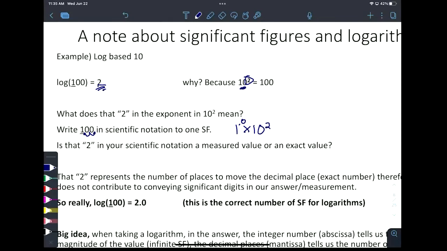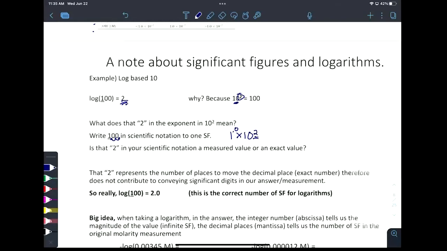So is that 2 a measured number or an exact number? It's exact because we counted it. Would you bet $1 million that you moved that decimal place 2 times? I hope you would say yes and get $1 million. So that is an exact number. What I'm saying is that 2 has infinite sig figs.